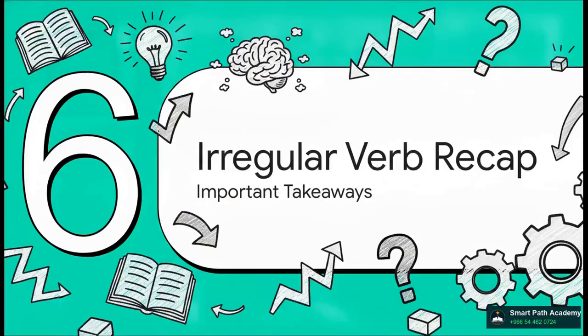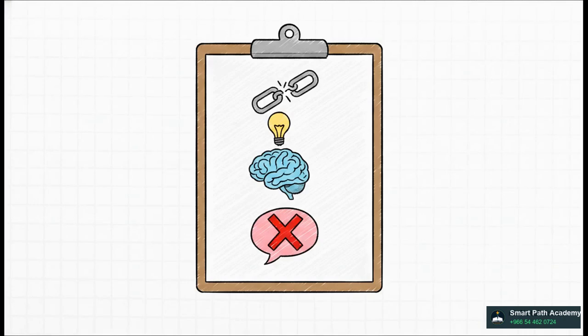Section 6, irregular verb recap. Here's your ultimate checklist to remember. First, irregular verbs do not use the normal ed rule. Second, you must learn the past form of the verb as a completely new word. And third, our biggest warning of the day, absolutely do not say goed, eated, writed, or taked.